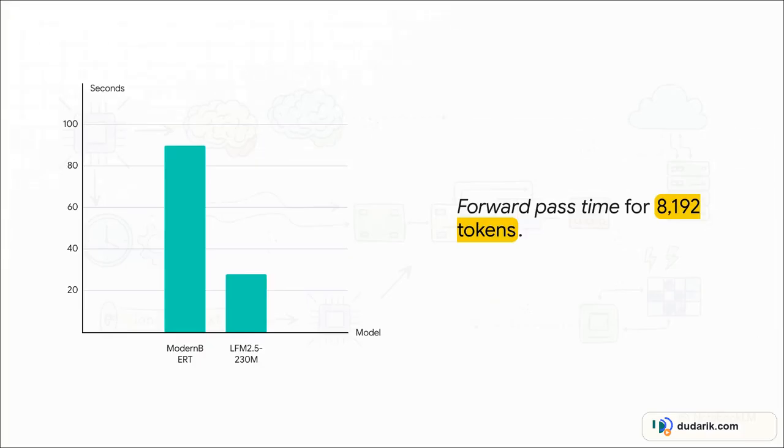When you look at the raw data, the speedup is just phenomenal. The LFM 2.5 encoder 230M crushes that 8,192 token forward pass in roughly 28 seconds. Let that sink in. Compare 28 seconds to the 90-plus seconds you'd wait with ModernBERT-base. The LFM2.5 is completely flattening that nasty throughput curve that normally brings CPUs to their knees.